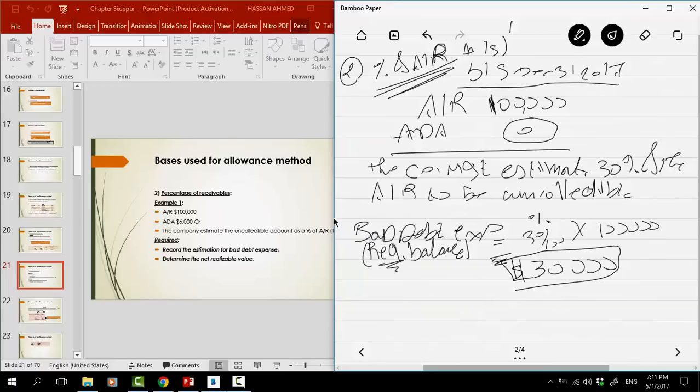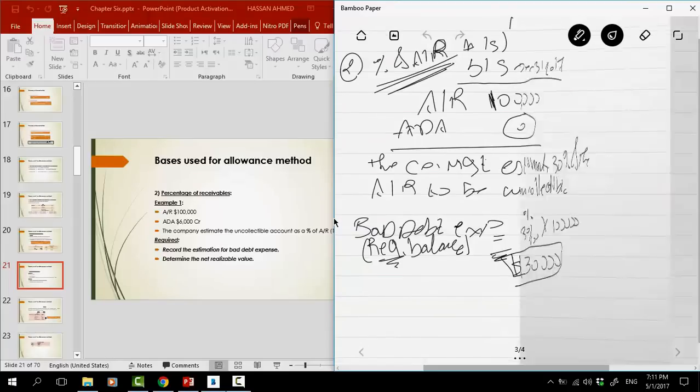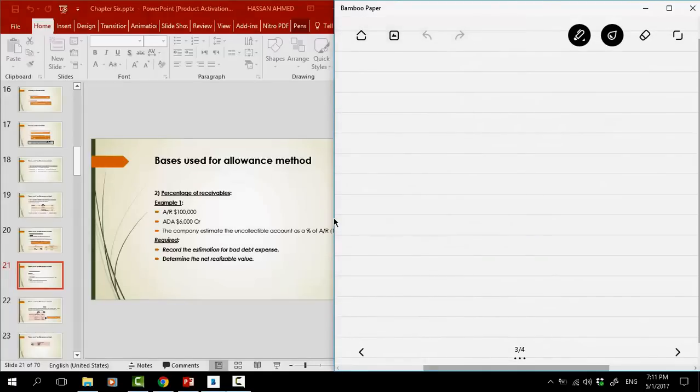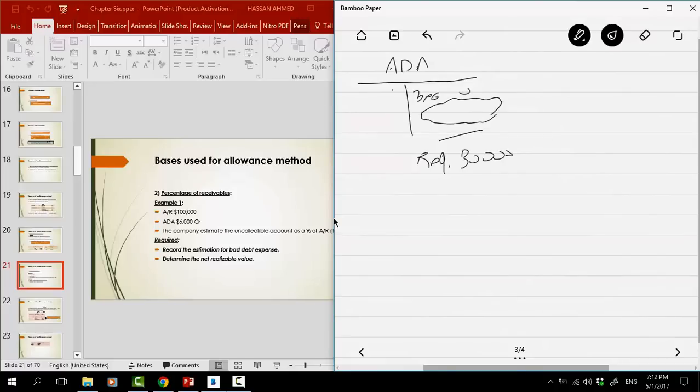How will we record the $30,000? We will make an adjustment. ADA at the beginning balance 0, the required balance $30,000. Then we must make an adjustment with $30,000. Okay, then we will record bad debt expense and ADA with $30,000.